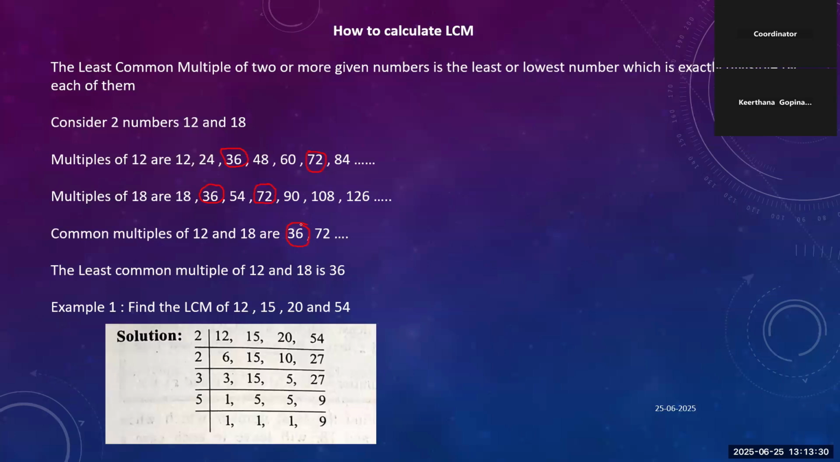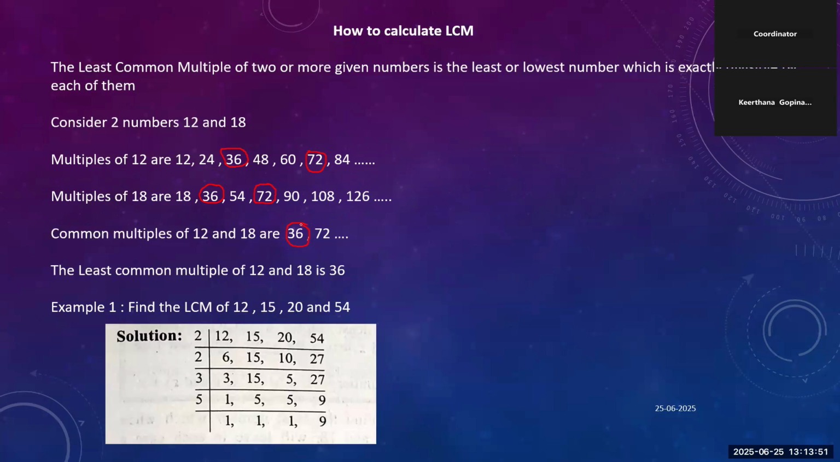Till now we are coming to this only. LCM need not be only for two numbers. It can be for four numbers, five numbers, six numbers, whatever. Now look at this example. You have to find the LCM of four numbers. How do you find it?